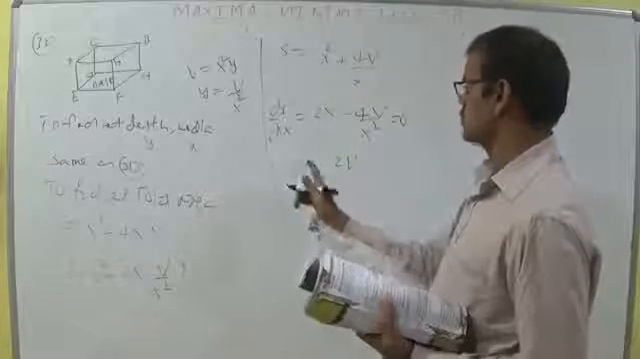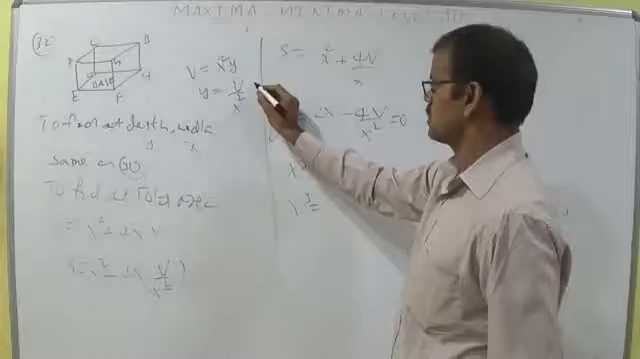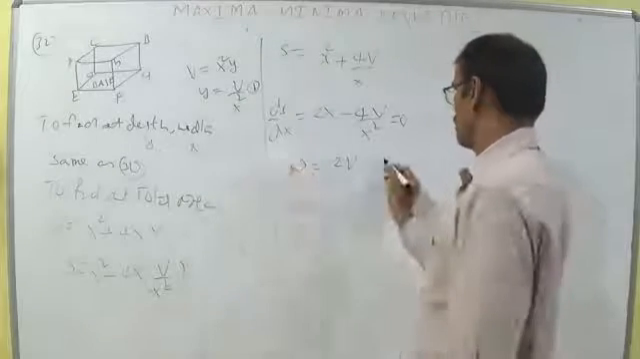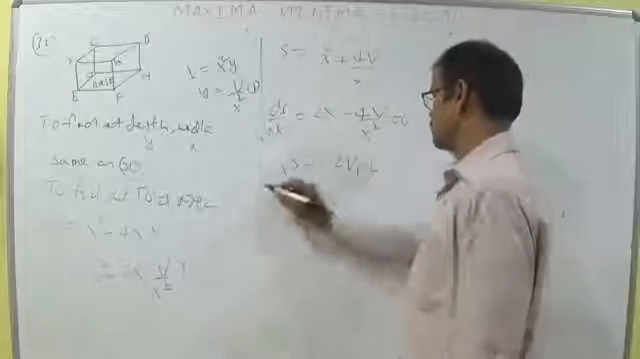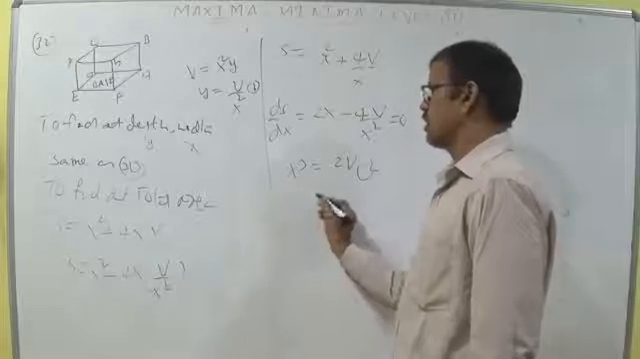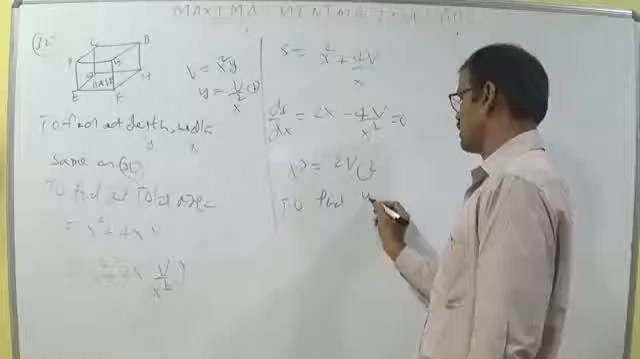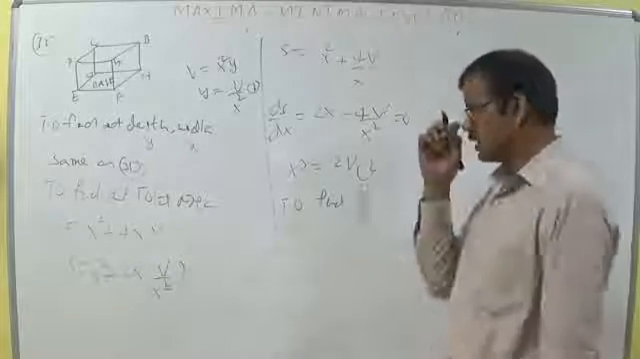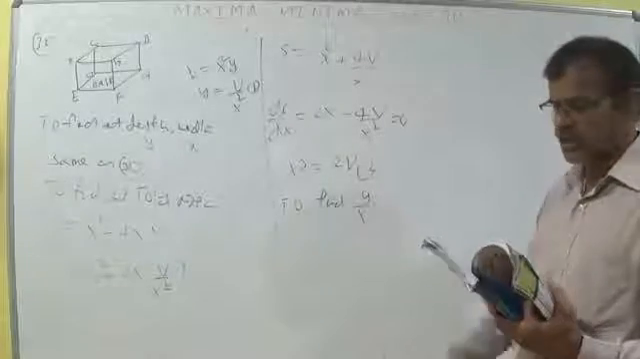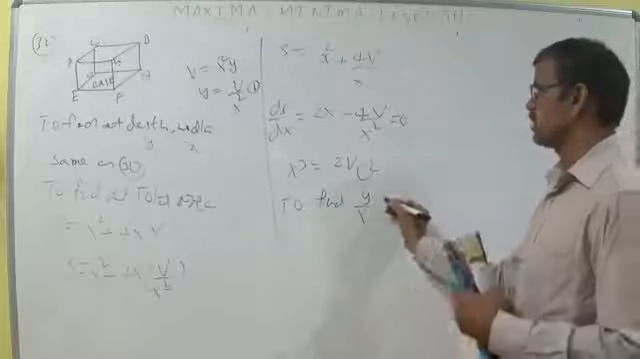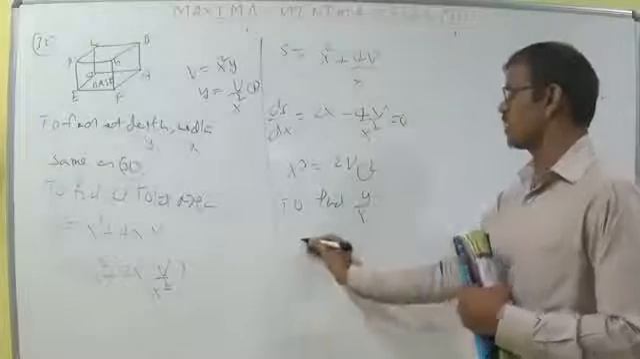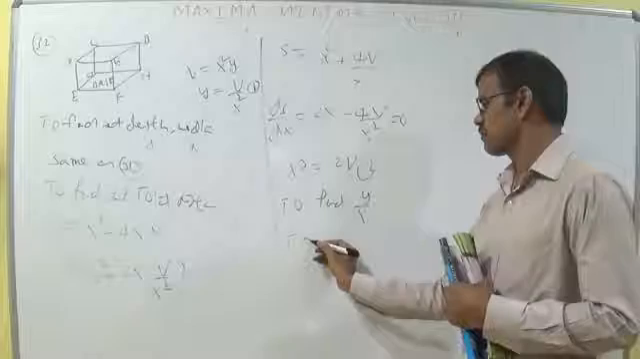Y by x, let us write here the name 1 and here the name 2, second equation. To find out depth and width I have already written here. To find, I am writing here the ratio depth to width, y by x. According to the options, y by x you should calculate. Y by x from 1 and 2 I am writing here.